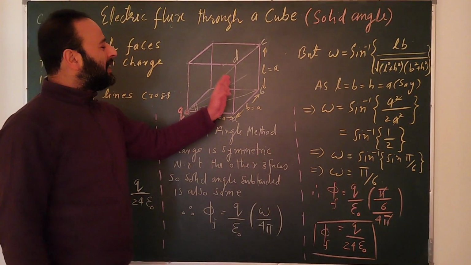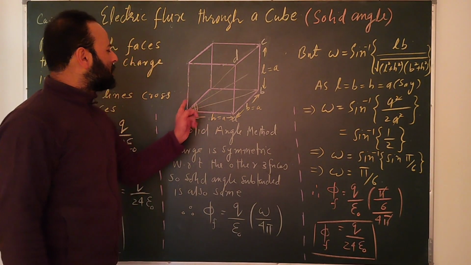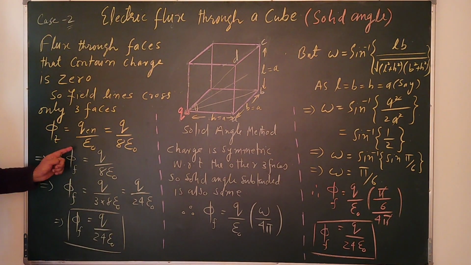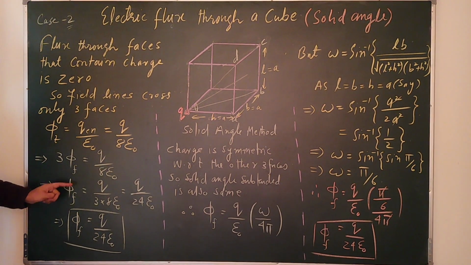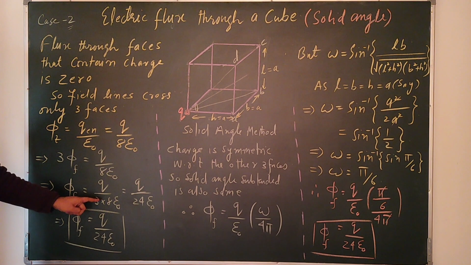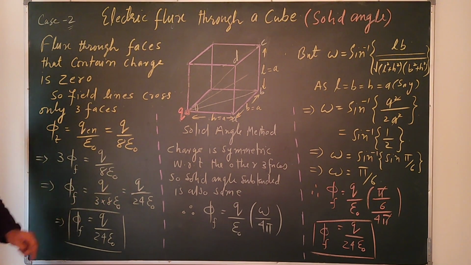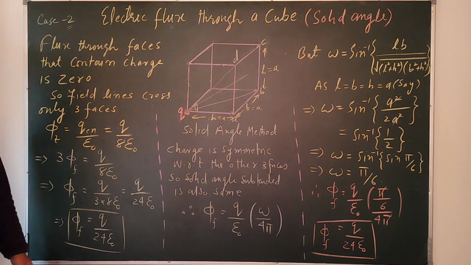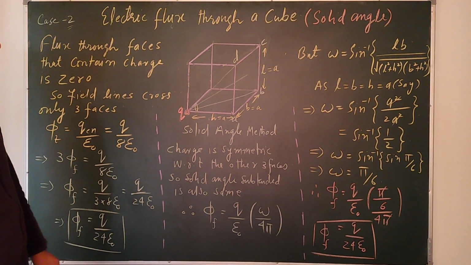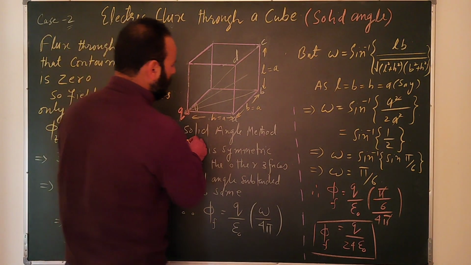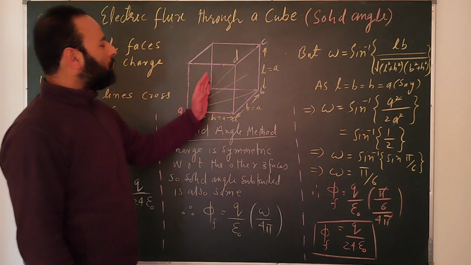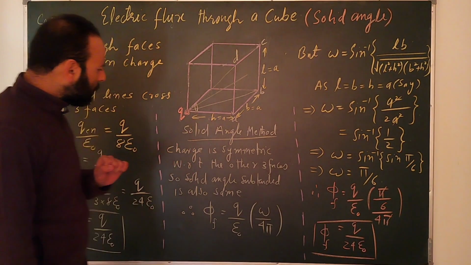Since the flux is equally going through the three faces because they are symmetric with respect to the charge, 3 phi face is equal to q by 8 epsilon naught. So flux through the face is q divided by 3 into 8 epsilon naught, that is 24 epsilon naught. So flux through each face is q divided by 24 epsilon naught. Now the question is, can we do it with the help of solid angle? Yes, with the help of solid angle method, we can find the flux through each face.